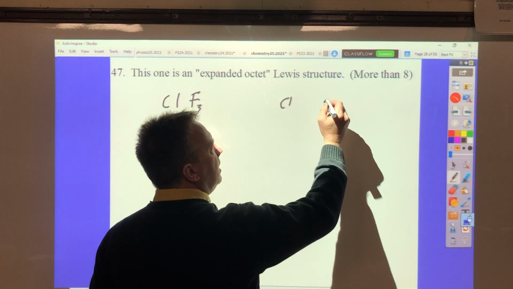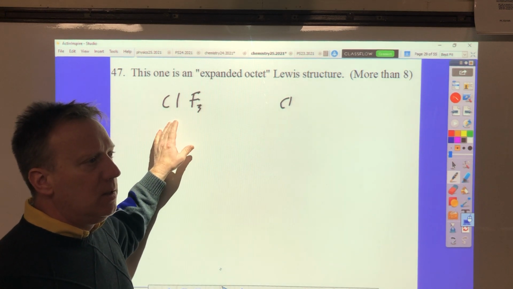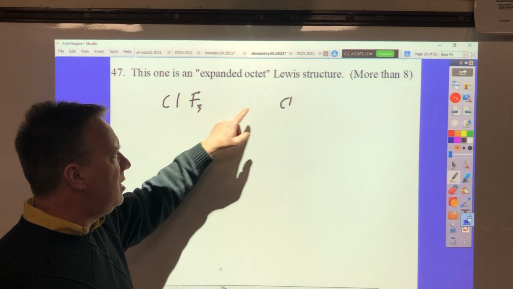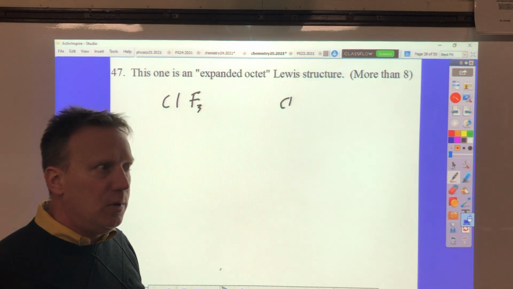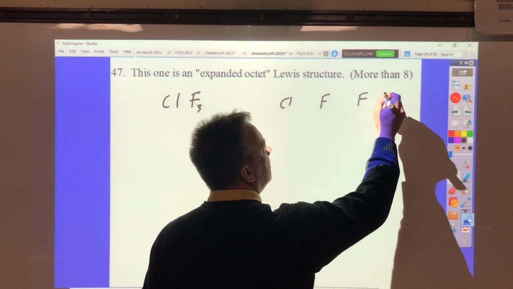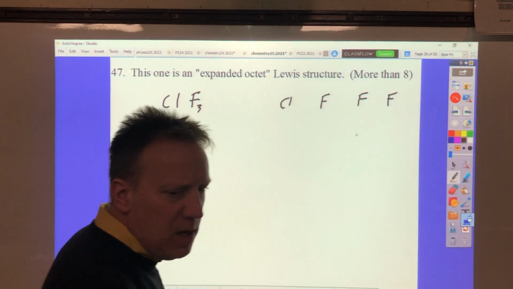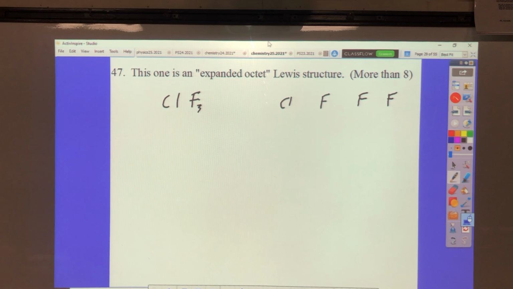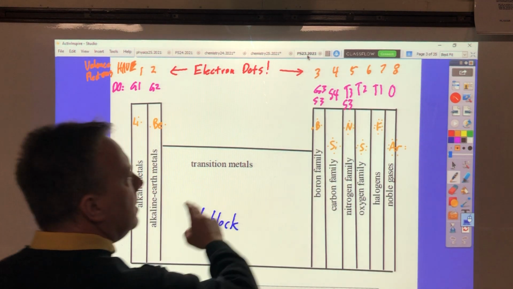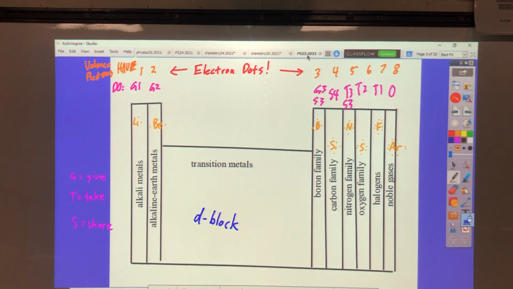Okay, so you have chlorine. I said in one of the videos that your halogens are not normally the central atom, but we're putting this halogen with something more electronegative, so it can be. So chlorine gets how many? 7, and so does fluorine. They're both halogens. It has 7. It has 7.